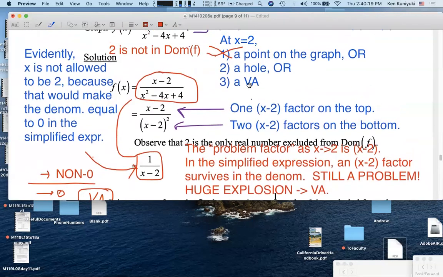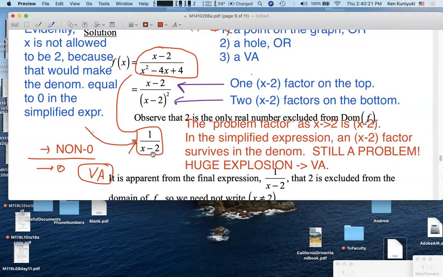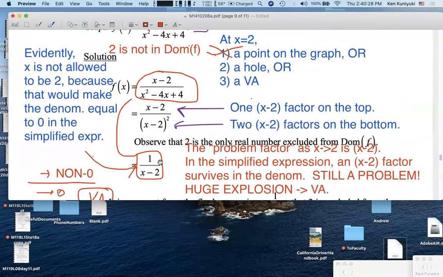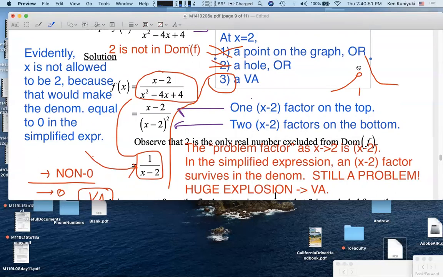So that's why we have a VA and not a hole, because the problem factor, the x minus 2 factor, still survives there after we simplify and cancel. So because of this, we have a VA and not a hole. For the graph of a rational function, you cannot have both a hole and a VA. In general, you can. I mean, you can have a messed up graph like this. Actually, it would be more like an open endpoint, I guess.